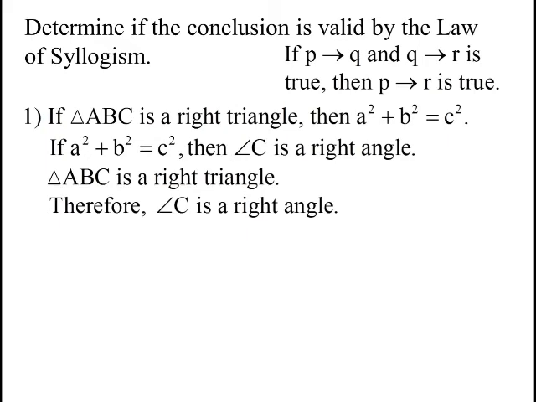So let's map this out. A right triangle implies the Pythagorean theorem. The Pythagorean theorem implies C is a right angle. We know it's a right triangle. Therefore, if you just ignore the Pythagorean theorem in the middle, you get right triangle implies right angle. So that logically makes sense. That's true.